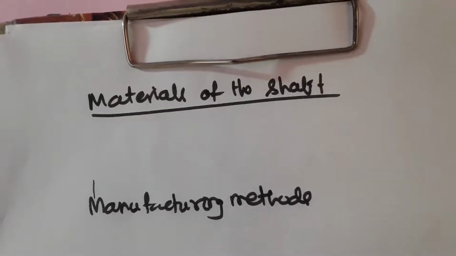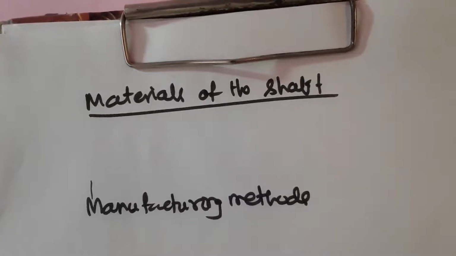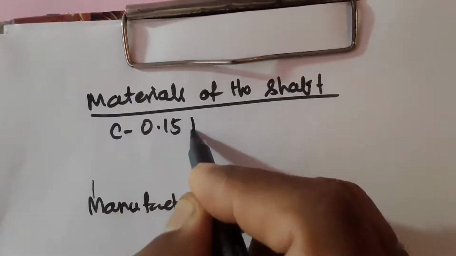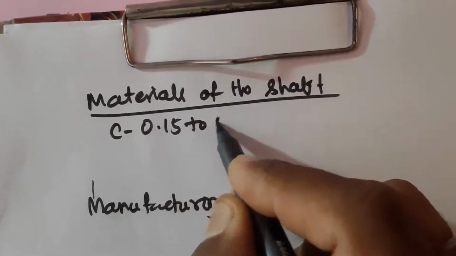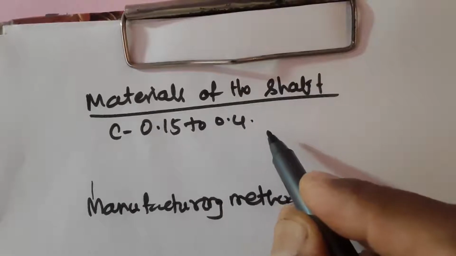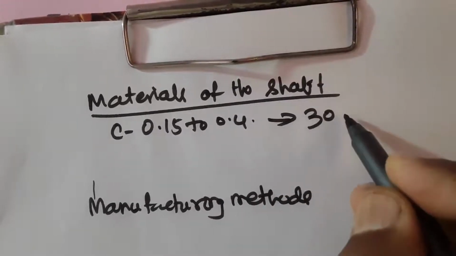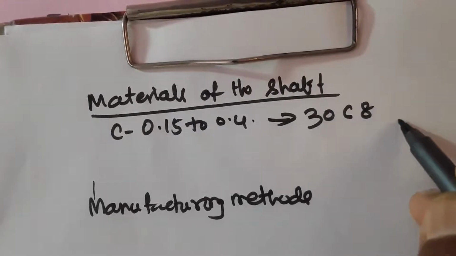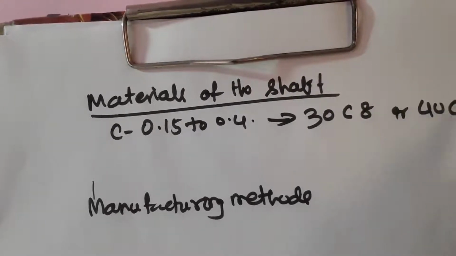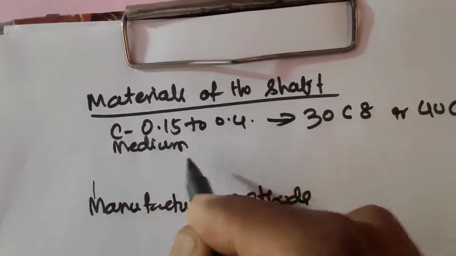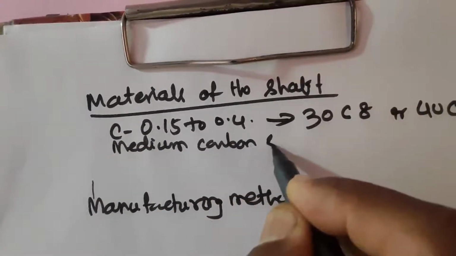Ordinarily, transmission shafts are made of medium carbon steels with carbon content varying from 0.15 to 0.4%. Normally the material of the steel is 30C8 or 40C8. These are medium carbon steels.